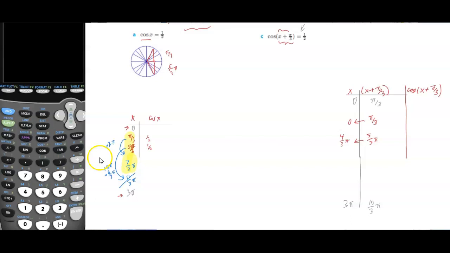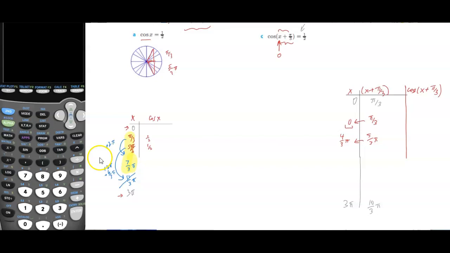So let's check to make sure that works, okay? So let's test this first solution, x equals 0. If we put x equals 0 in for x, then we would get cosine of pi over 3. Cosine of pi over 3 is cosine of 60 degrees. Cosine of 60 degrees is 1/2, right? 1/2. Okay, so it worked.